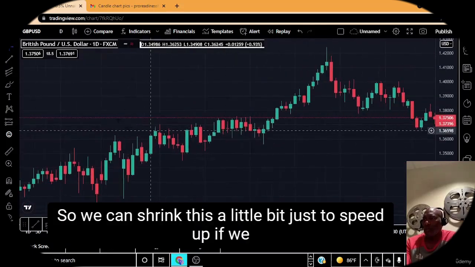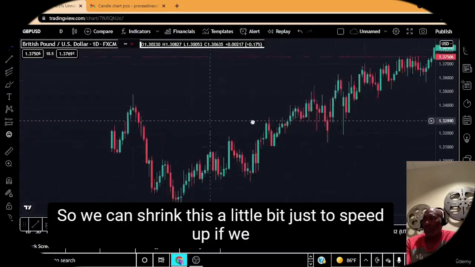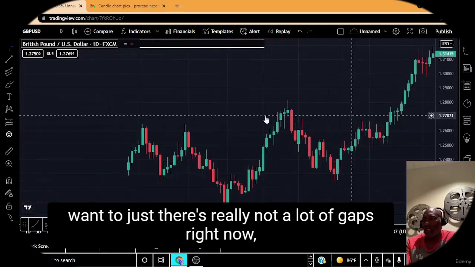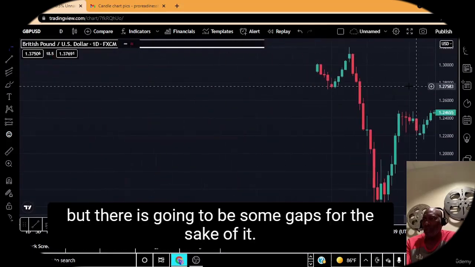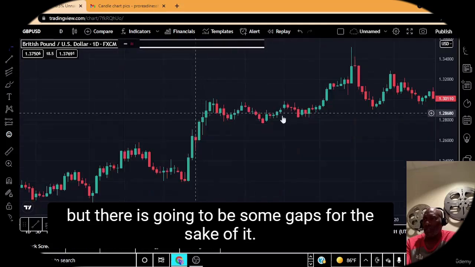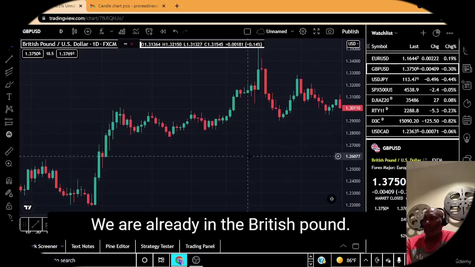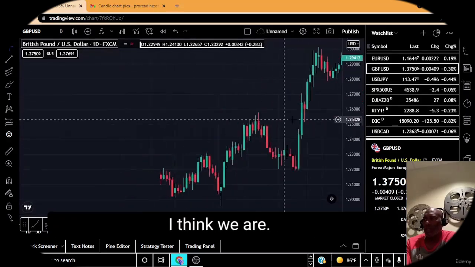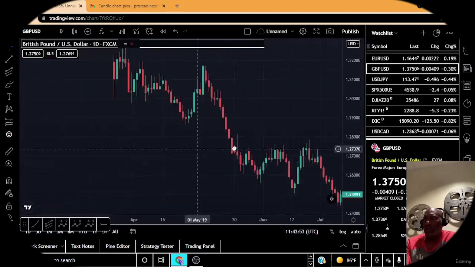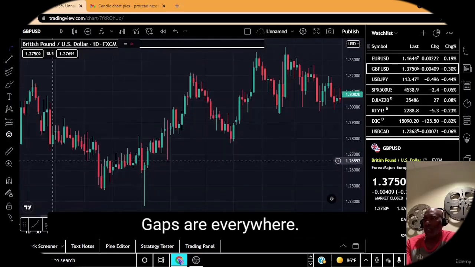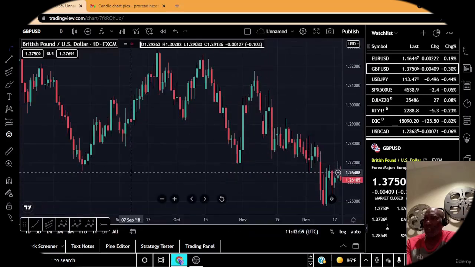Okay, so we can shrink this a little bit just to speed up if we want to. There's really not a lot of gaps right now, but there is going to be some gaps. It's always gaps. Let's just, for the sake of it, jump into another market. Let's just say the British pound. Well, we're already in the British pound, I think. Let's stay here. Gaps are everywhere. Gaps are in every market.